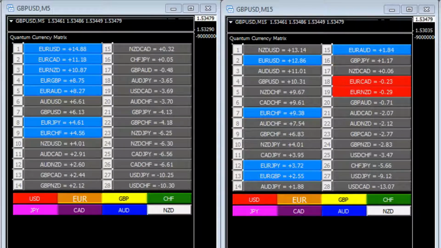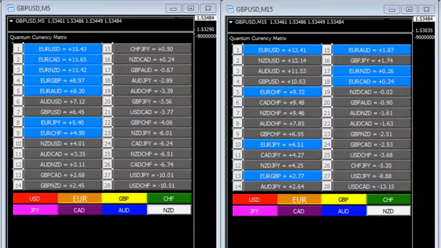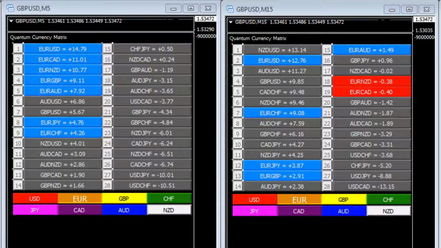On the 15-minute chart, you can see we've got very little divergence in terms of bullish and bearish. The most bullish pair at the moment is New Zealand dollar at 13.1, and down at the bottom we've got dollar CAD at minus 13.1. So we've got an equal balance there, if you like, of bullish and bearish sentiment.